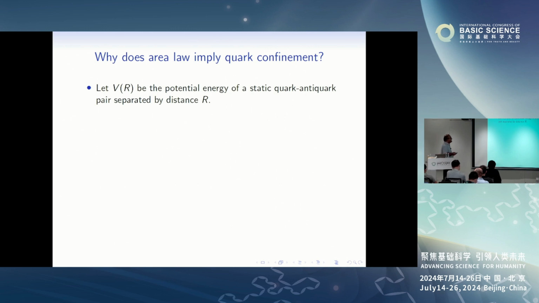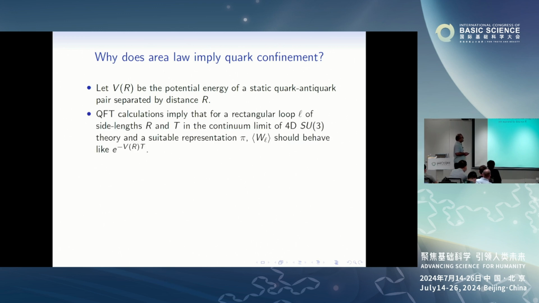Okay, so anyways, what is the argument that the area law implies confinement? So roughly, this is how it goes. Let V(R) be the potential energy of a static quark-antiquark pair separated by distance R. Now, these QFT calculations that Wilson did imply that for a rectangular loop of side lengths R and T, in the continuum limit of SU(3) theory with a suitable representation, this Wilson loop expectation should behave like e to the minus V(R) times T. So you can read off this V(R), the potential energy between the quark-antiquark pair, from this Wilson loop expectation. Okay, and here T has to be bigger than R. I forgot to mention that.